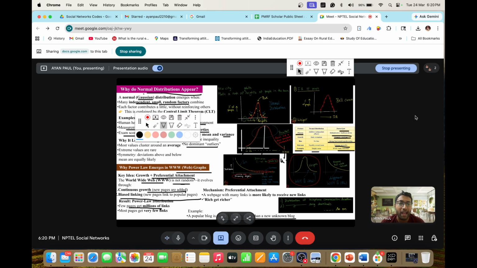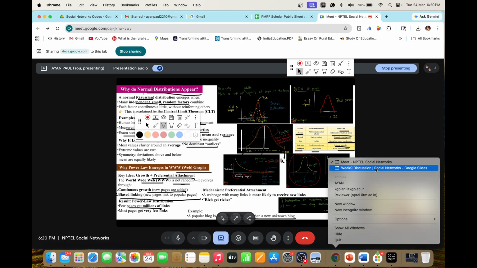Okay, what type of bias? The new pages or new links that are added will always prefer linking to the already strong ones, the popular ones, in the case of your social media networks. So this is why social networks follow power law and nature rather follows the normal distribution.